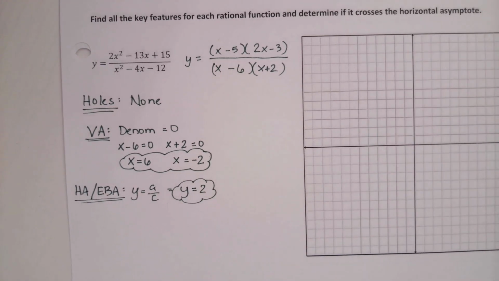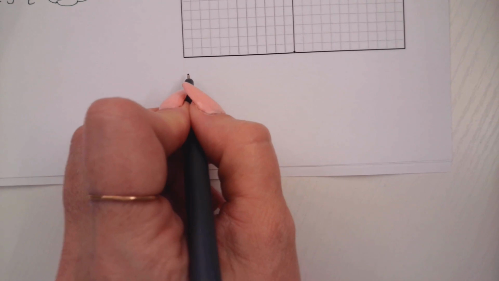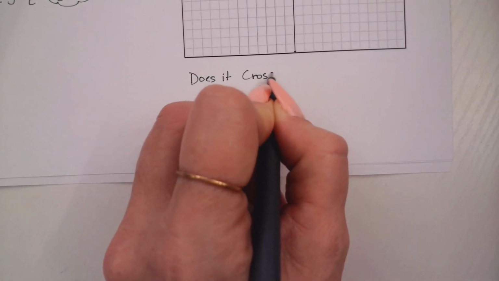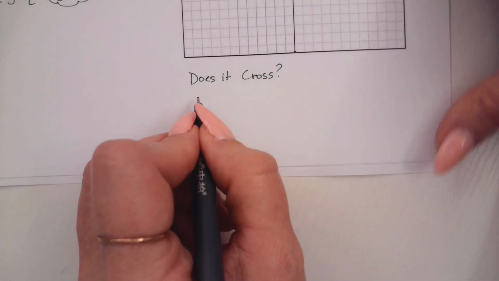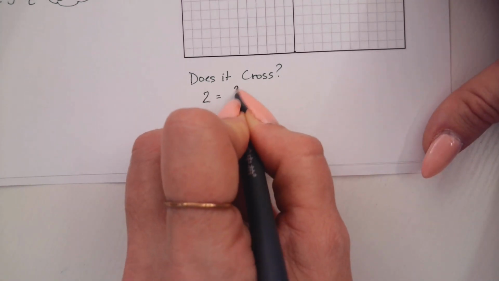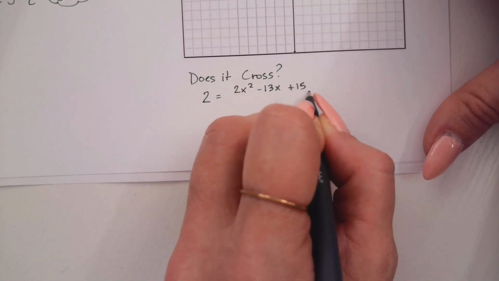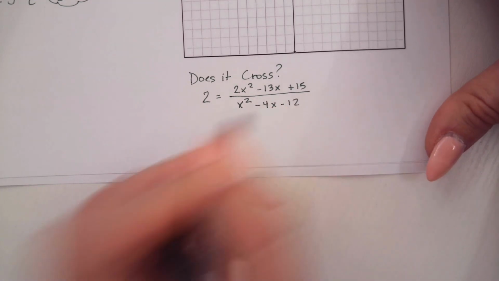Okay, and now that we know that it is possible to cross a horizontal asymptote, that's what we need to figure out. We need to say, does it cross it? So I'm going to come down to the bottom and just check to see if it crosses my HA. I'm going to take my horizontal asymptote number, which was 2, and set it equal to the function (2x squared minus 13x plus 15) over (x squared minus 4x minus 12).